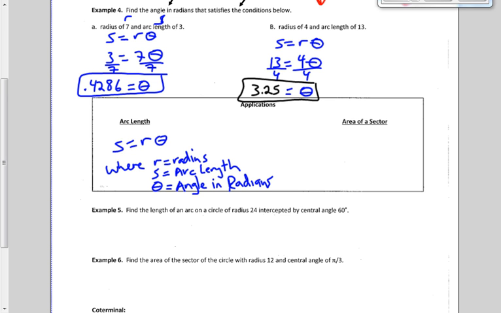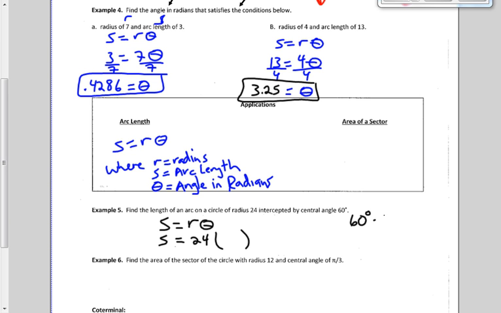Example 5: find the arc length of an arc on a circle with a radius of 24, intercepted by a central angle of 60. Okay. So we've got the central angle of 60, so I'm looking for the arc length. It says find the length of the arc on the circle with a radius of 24 and a central angle of 60 degrees. Well, that 60 degrees is in degrees. Okay, so I need to change that 60 degrees into radians.